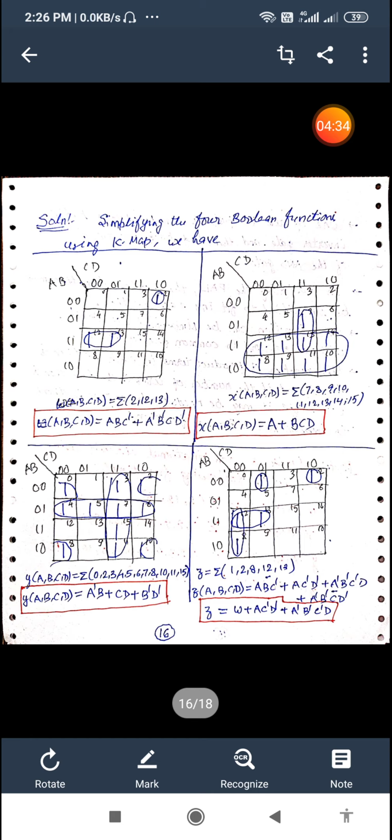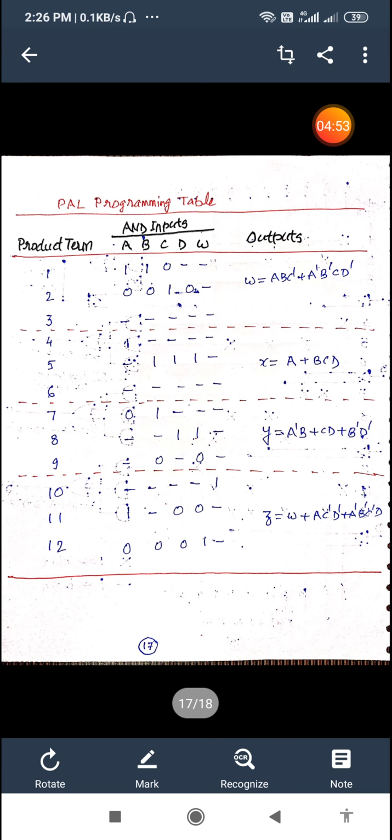In W we have obtained the expression A B C bar plus A bar B bar C D bar, which also comes in this Z expression. So we have replaced that by W. So the final expression for Z is W plus A C bar D bar plus A bar B bar C bar D. Now we have obtained the 4 functions that we have written in this PAL programming table. We have 12 product terms and inputs A, B, C, D, and W is connected back to the input. So W becomes an input also. Now we have written the output expressions.